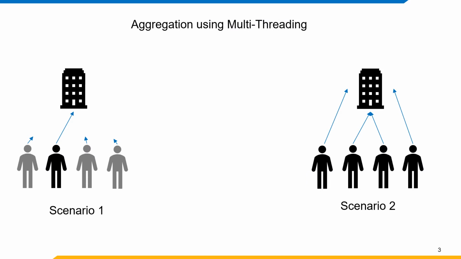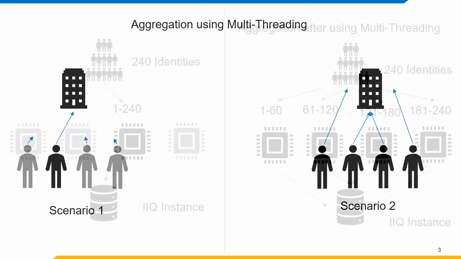Aggregation using multithreading. Now let's try to understand with a simple example. If we observe here in scenario 1, there is a construction going on and there are 4 resources that are available. But we are making use of only a single resource for the construction. The time taken will be more and the load will also be more. In scenario 2, we are making use of all the resources that are present. Here the time will be less and the load will be divided equally among all the resources.